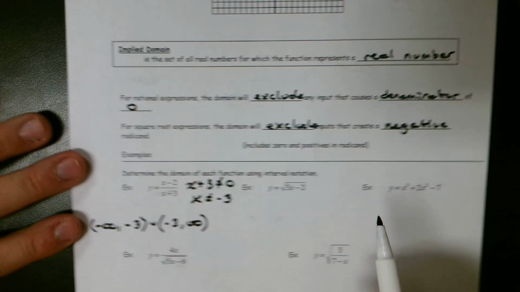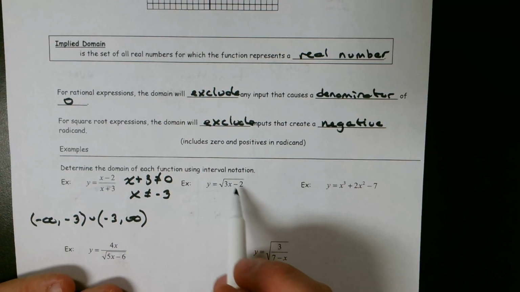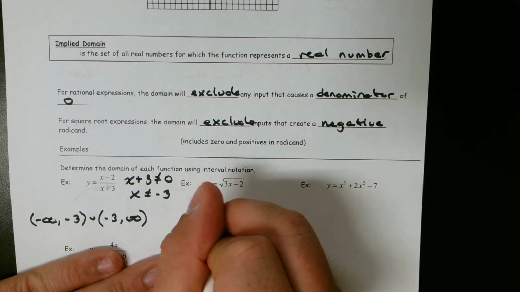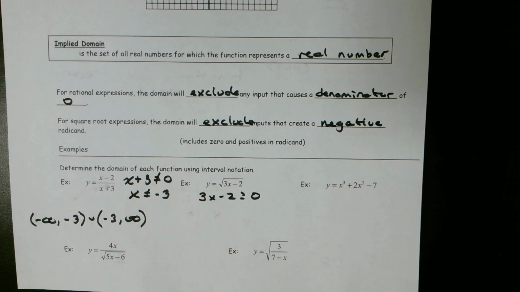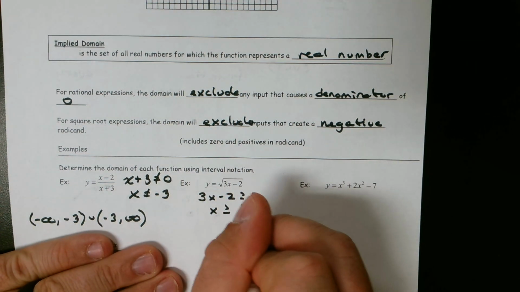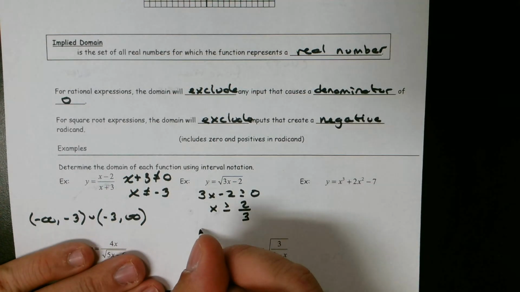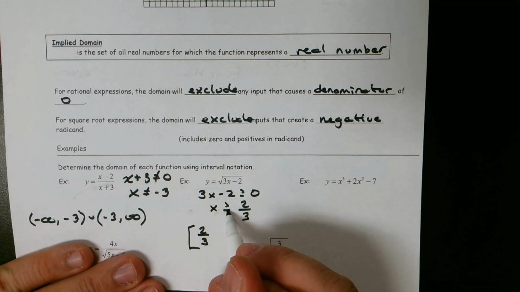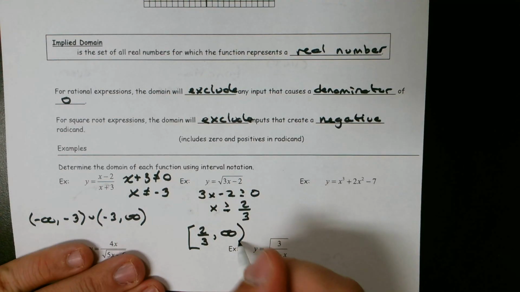Okay, let's do the next two together. So now here's this radicand, 3x minus 2. Well, we know that 3x minus 2 has to be greater than or equal to 0. So add your 2, divide by 3. X must be greater than or equal to 2/3. So writing that in interval notation is anything from 2/3. We're going to use a bracket because it's greater than or equal to. Greater than means going to the right, so we're going to go to infinity.